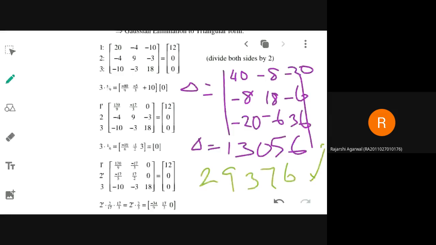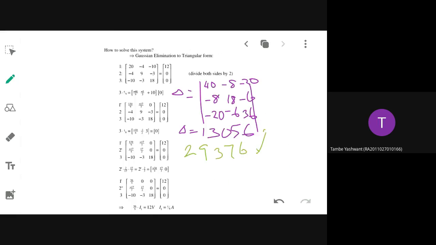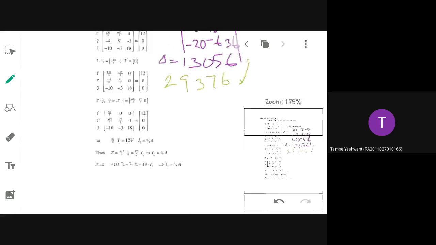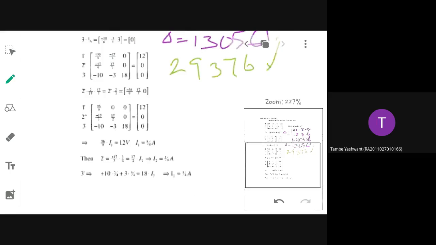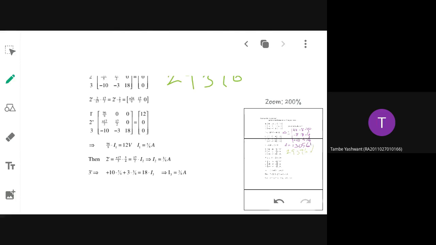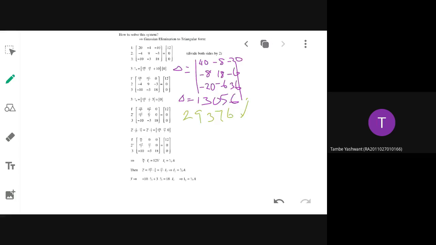Samyukta, tell me what answer you are getting? Ma'am, what is the value of I1? I do not know, I have to check. I1 is 5 by 4, they have given. I think you will get 1 point something. 1.25.